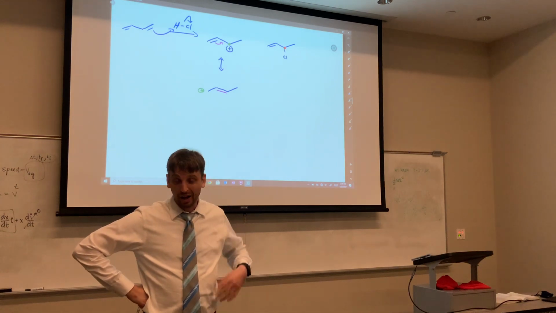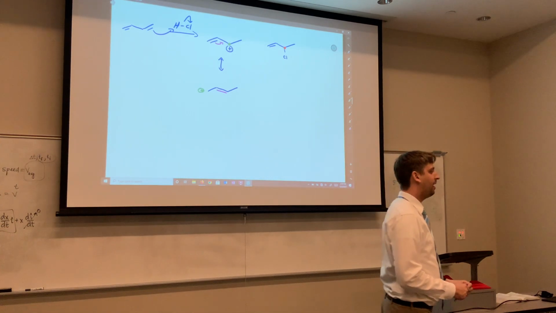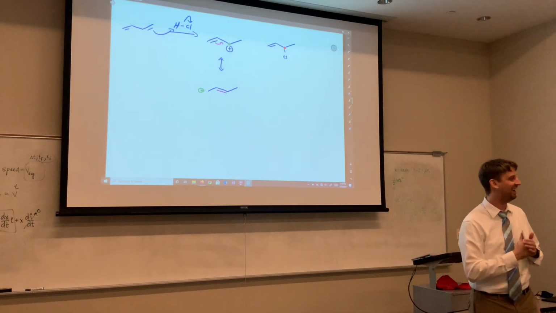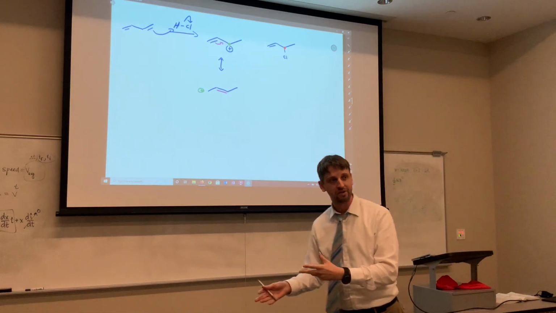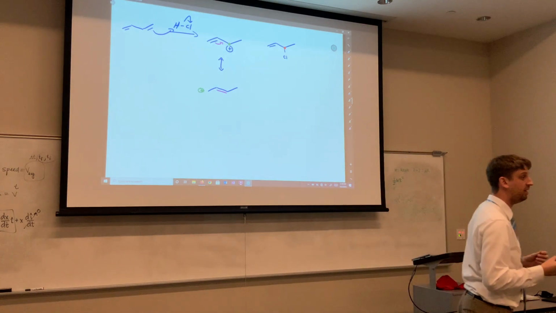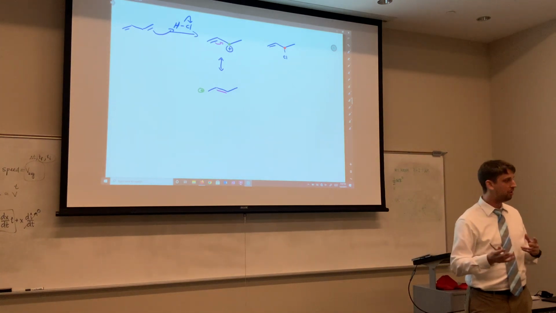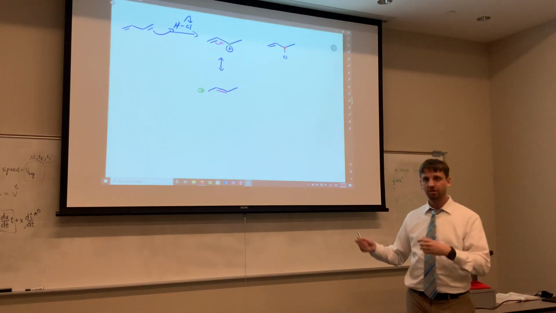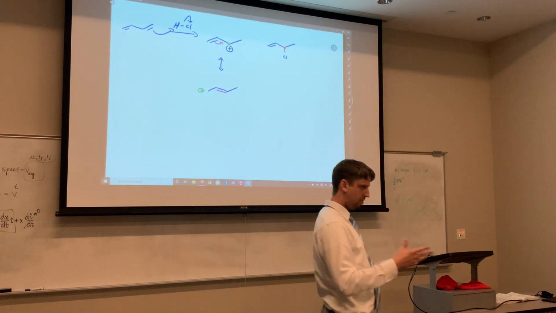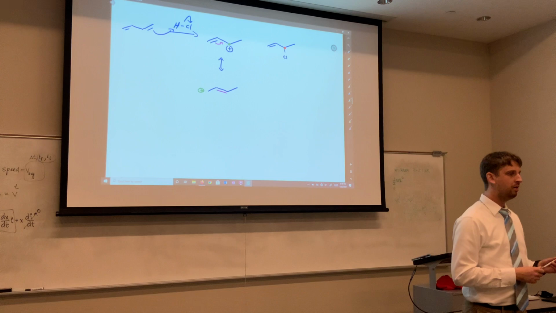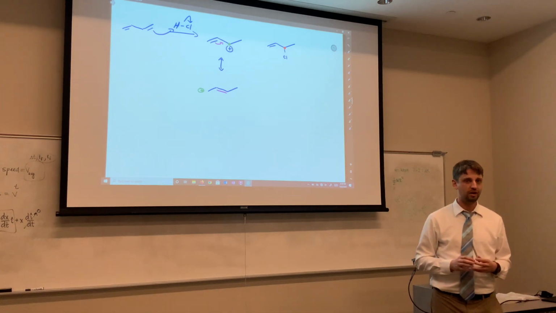So did I make a mistake? But that's right. So what did we do? We ended up drawing a resonance structure. Is there anything invalid with the resonance structure that we drew? No, right? We had a positive charge. We had a pi bond next door. We could move that over, right? But we did end up creating a primary carbocation, right? Is this really a primary carbocation?